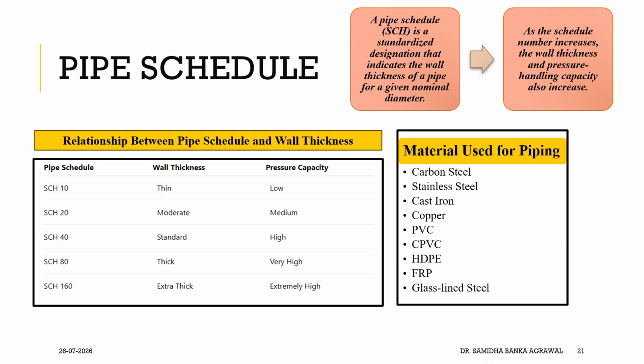Now, what are the various materials that can be used for piping? Carbon steel, stainless steel, cast iron, copper, PVC, CPVC, HDPE, FRP, glass-lined steel, and many other materials.